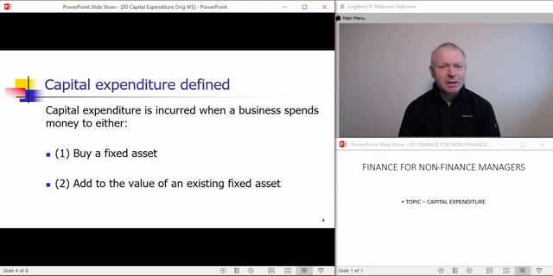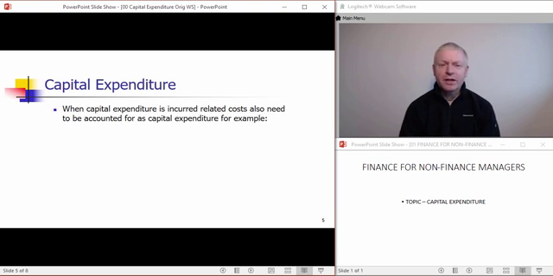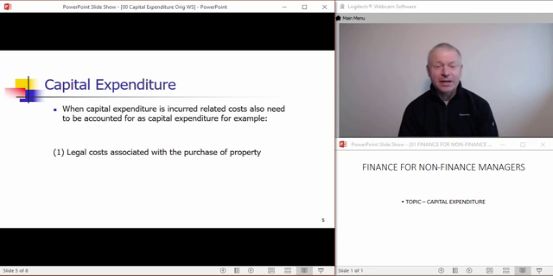Now there are other items that need to be considered when you're making an expenditure on capital items, and we need to look at those. There are three things in particular we need to draw our attention to. When capital expenditure is incurred, related costs also need to be accounted for as capital expenditure items. The first one being legal costs associated, for example, with the purchase of a property. I mentioned the situation where you purchase a hotel. You will more likely be engaging the services of a legal firm to deal with the conveyancing, and that could be quite a high monetary value. So it needs to be added to the value of the purchase of the property.